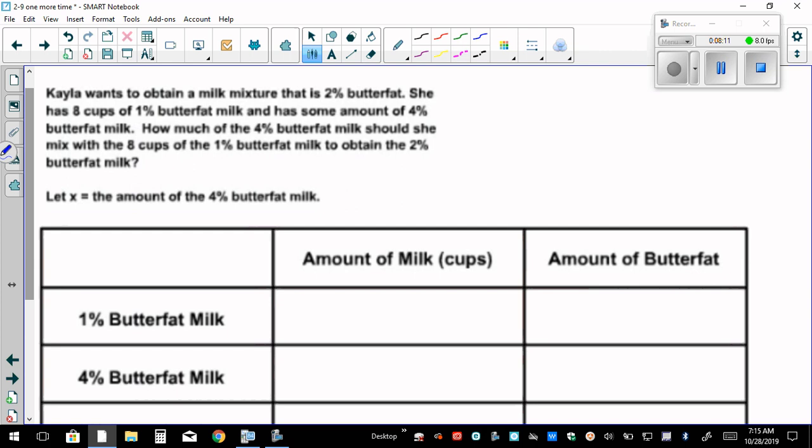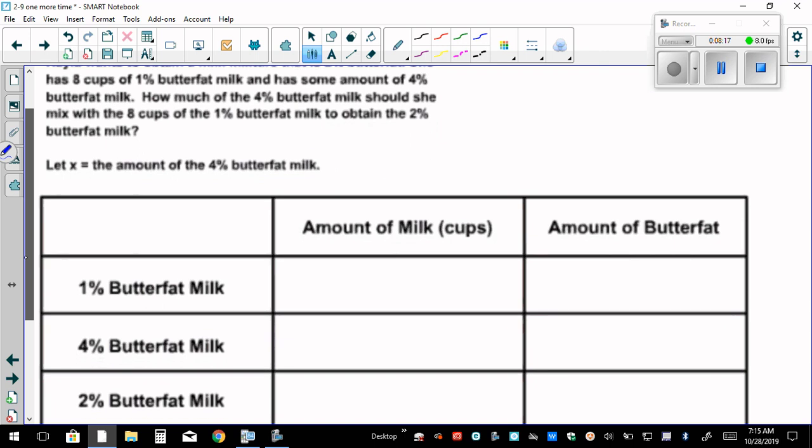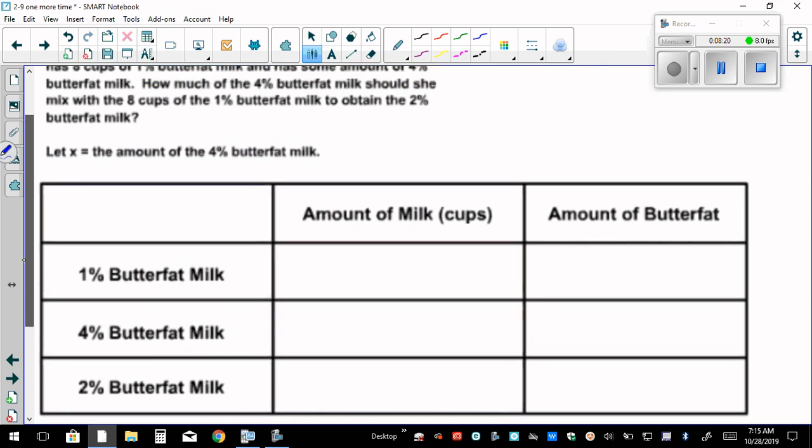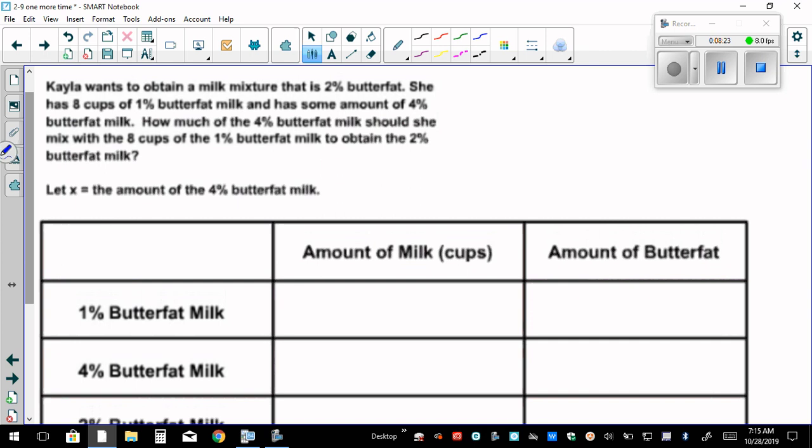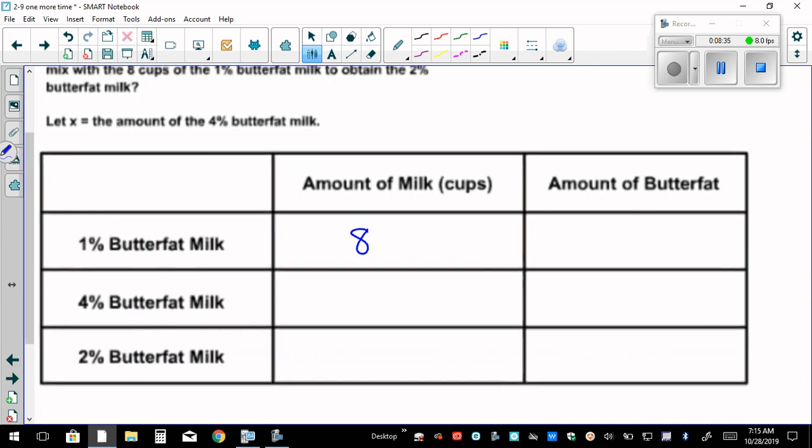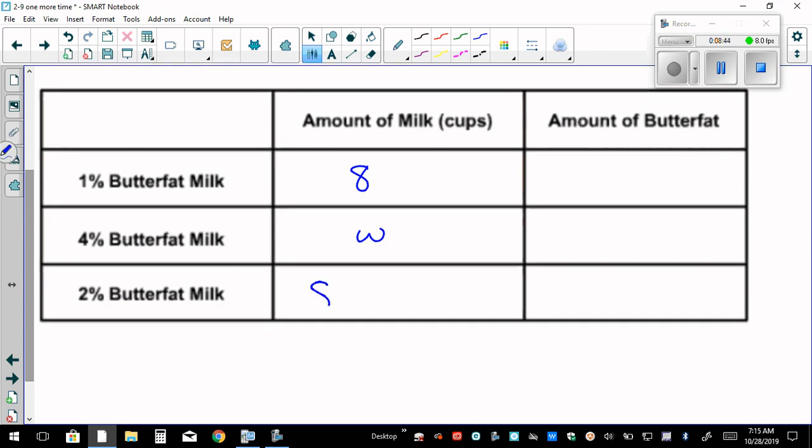Okay, that sounds like a lot. Let's just start filling in where we want. She wants to obtain a milk mixture that is 2% butterfat, which is that bottom piece down there. She has 8 cups of the 1%, so I'm going to put my 8 cups right here, and some amount of the 4% butterfat milk. We'll call that, I don't know, W. You can use any variable you want. So 8 cups of 1% plus W cups of the 4% butterfat milk is going to give me my 2% butterfat.